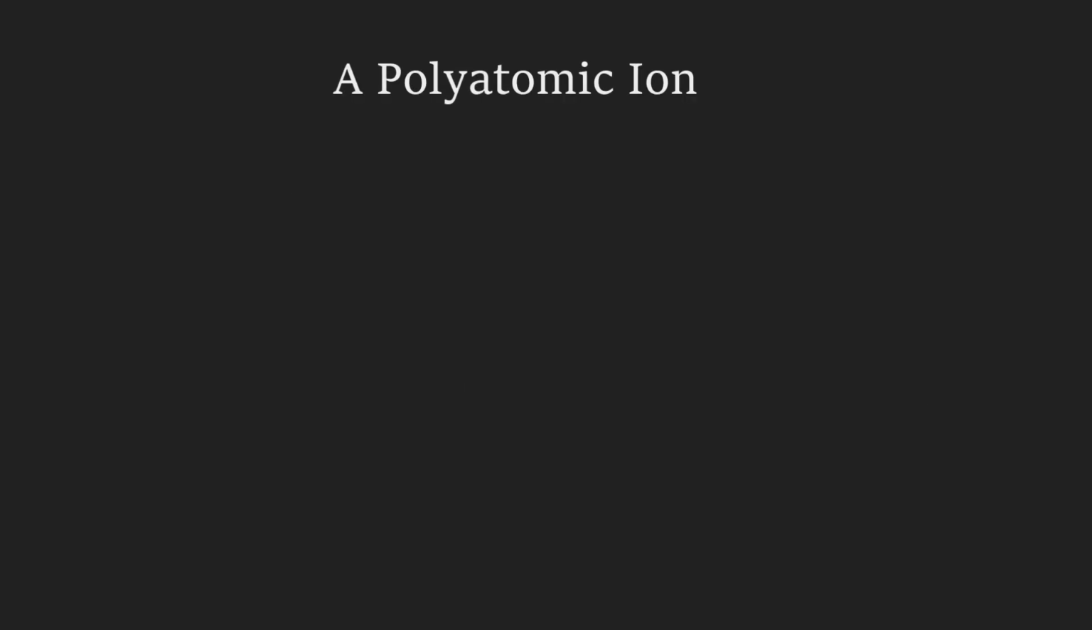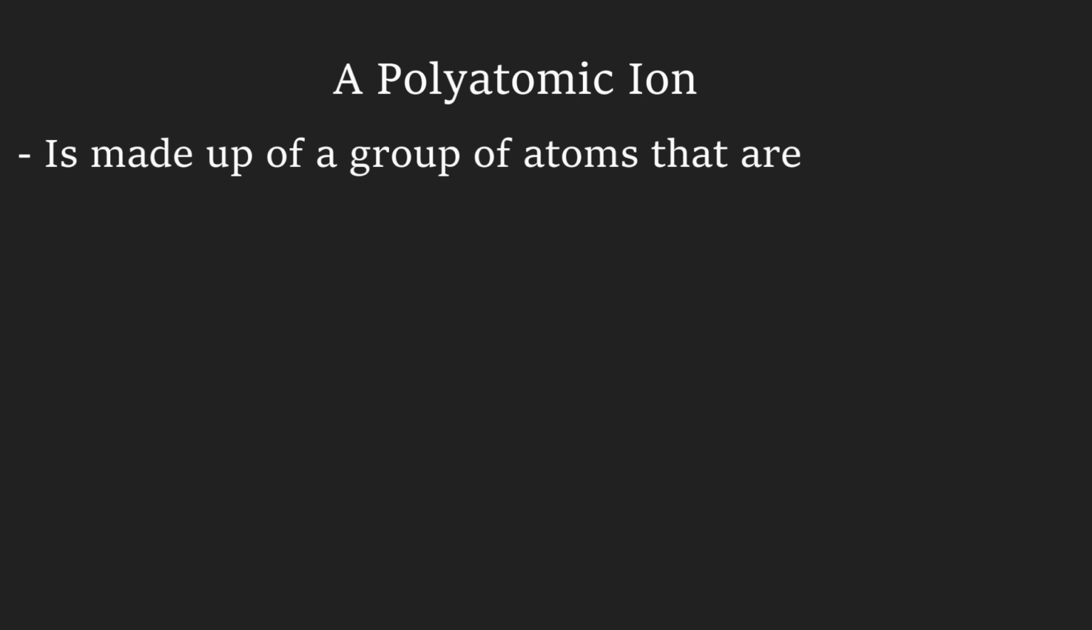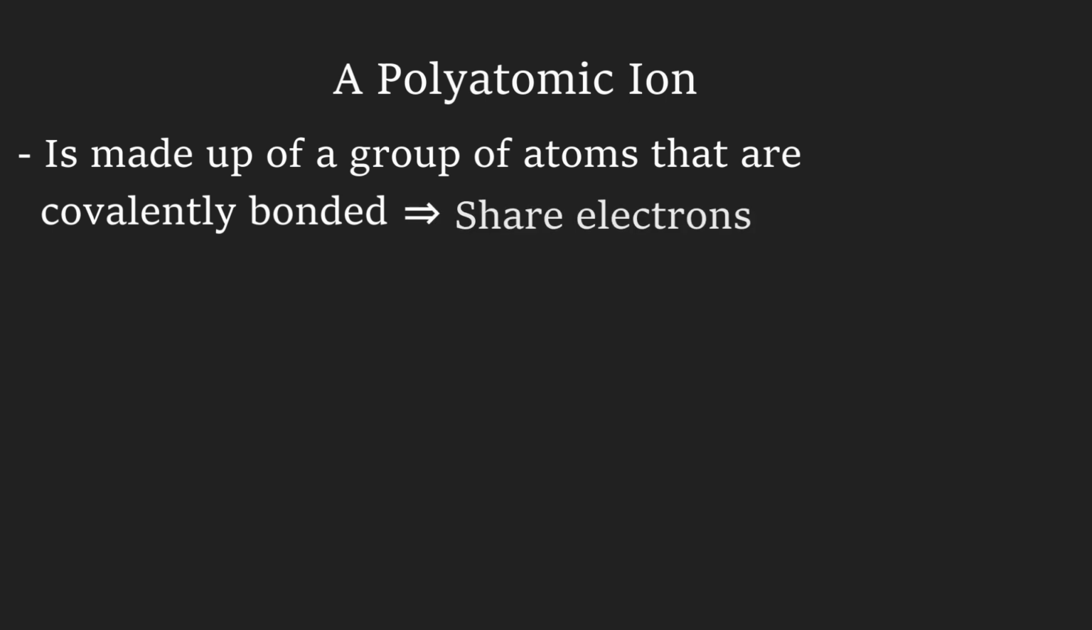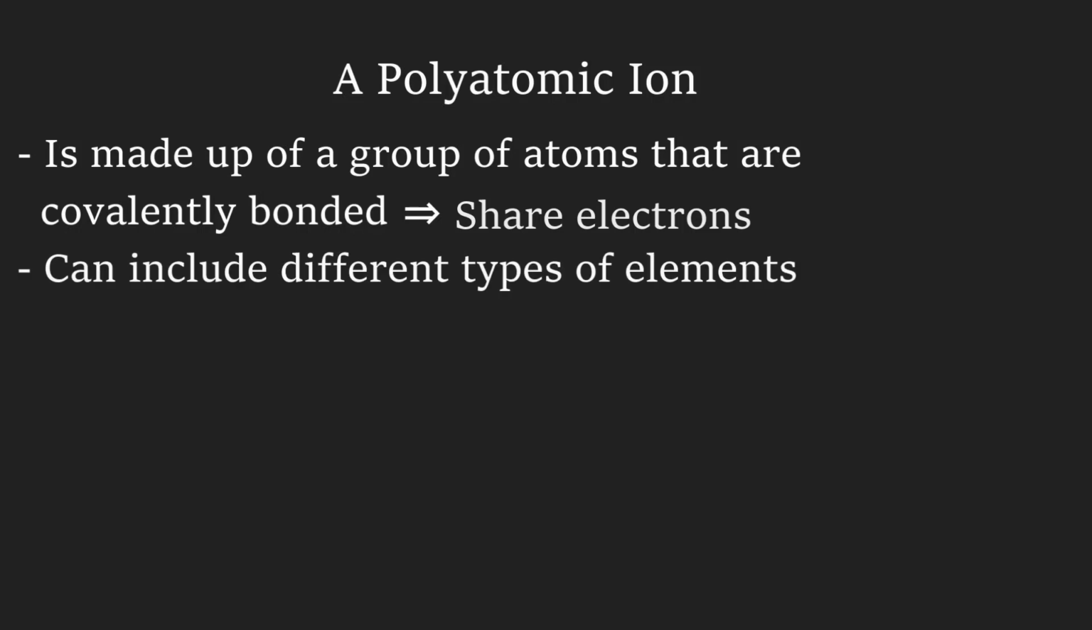A polyatomic ion is made up of a group of atoms that are covalently bonded. This means that the ions that the polyatomic ion consists of share electrons, and these ions can include different types of elements from the periodic table.